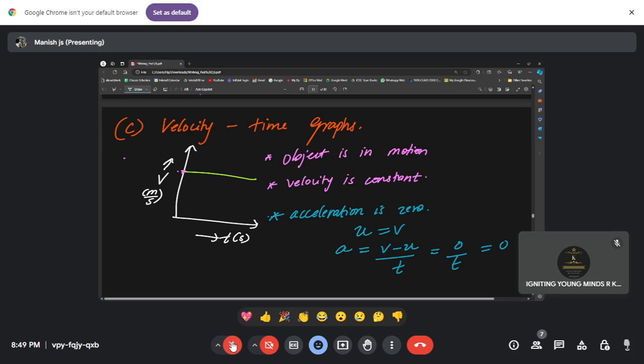Can you give some real life examples? Say on a highway, you're driving your car with a constant velocity of say 30 kilometer per hour. Because there is no traffic, you're on a freeway, so you can maintain a constant speed, right? So that's an example of acceleration being zero, but velocity being constant. Okay. So these are the aspects children that you should keep in mind.